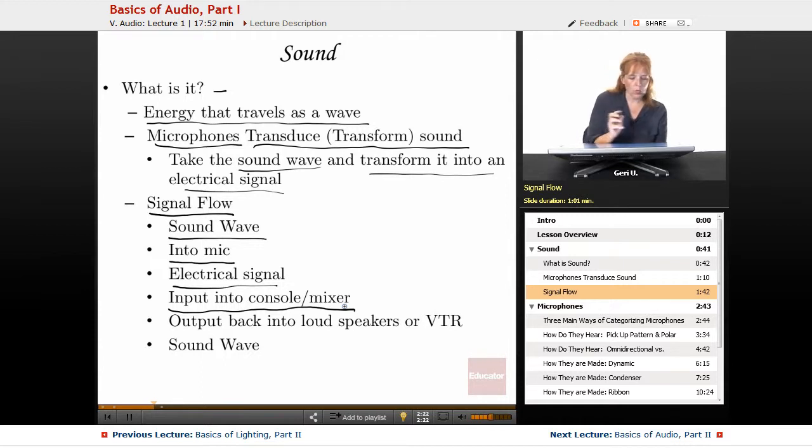After we've done that, we're going to output it back into a loudspeaker or a VTR. VTR is a fancy word for a videotape recorder, or a drive now at this point. We're often not using videotape recorders in the same way. And then finally, it's transformed back into a sound wave. Again, this is called signal flow.